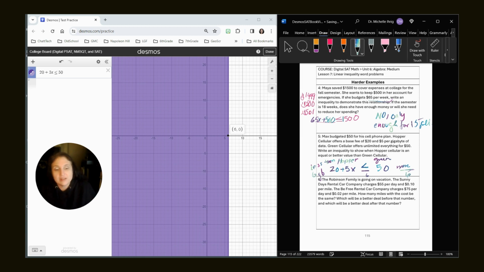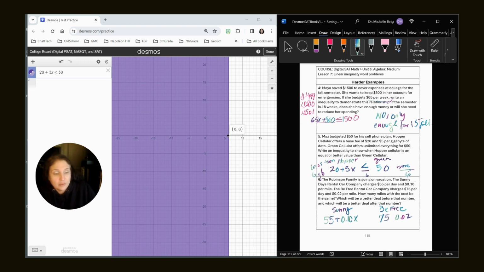Number 6, the Robinson family is going on vacation. The Sunny Days Rental Company charges $55 per day and 10 cents per mile. So we're going to be talking about Sunny, and they charge $55 per day and 10 cents per mile. The Be Free Rental Company charges $75 per day and 0.2 cents a mile. How many miles will the cost be the same? Which is the better deal before and which is the better deal after?